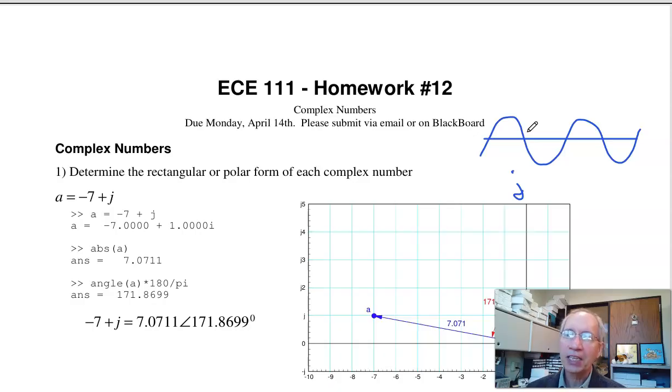So likewise, you need a calculator that can do complex numbers. Your pick, whichever one you use. But whatever calculator you use, make sure it can do complex numbers, make sure it can solve problems like this homework set. You'll need it when you get to Circuits 1. That is homework set number 12 for ECE 111.